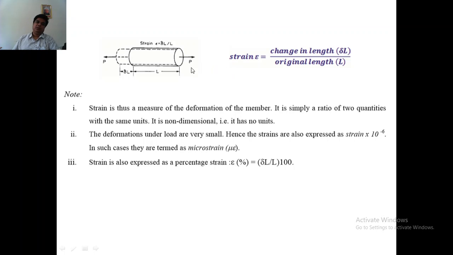One more thing in strain is the units of strain. If you take the length in millimeter or meter, the change in length will also be in meter or millimeter. If the original length is L meter and the change in length is also in meter, it will get cancelled. So basically there will be no units, or you can simply take it as meter by meter. You can say that strain is unitless in simple words.